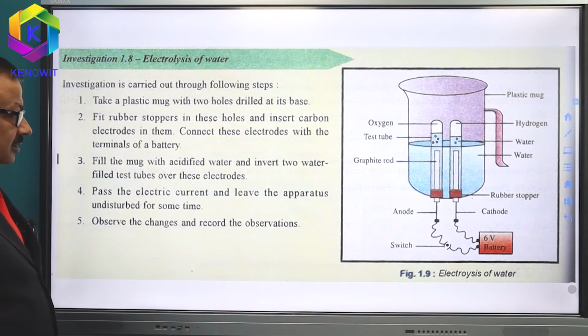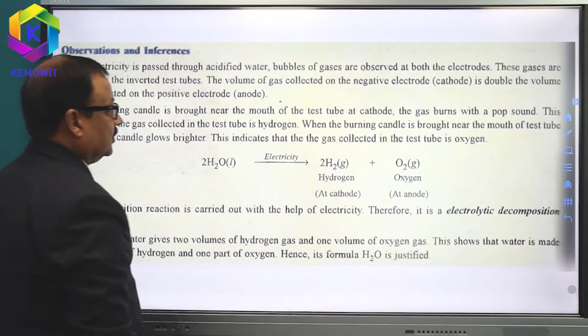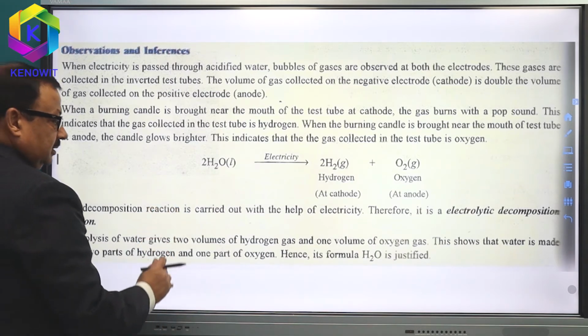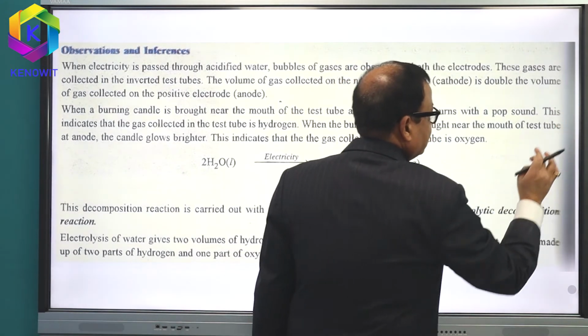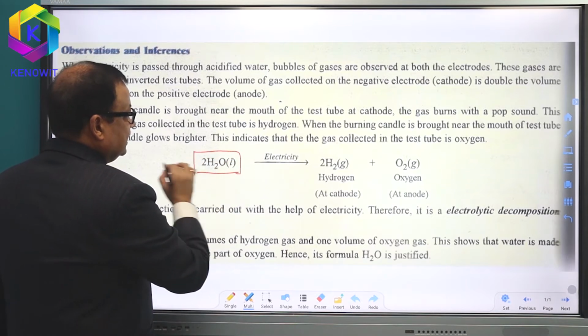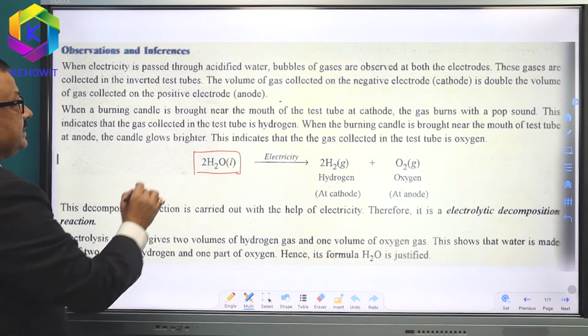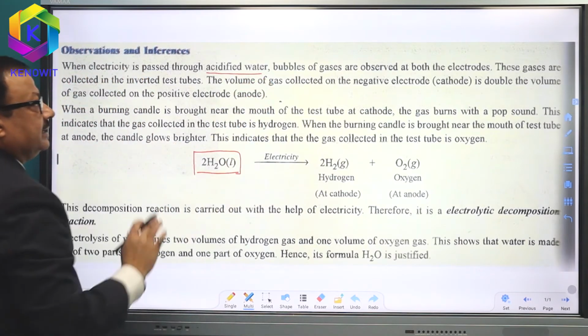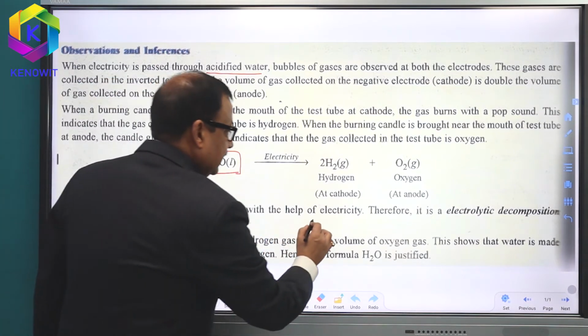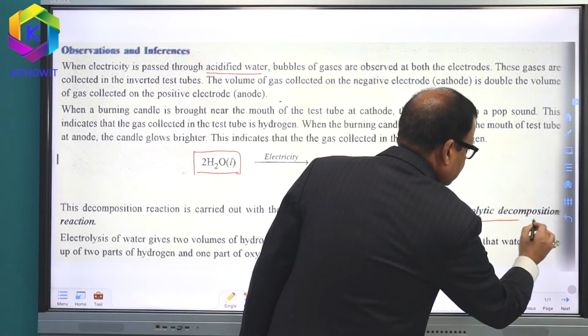So in this reaction, electrolysis of water, when electricity is passed through the acidified water, in case of water, water is a bad conductor of electricity. So the water is acidified. Acidified water means some acid is added, and when electricity is passed, hydrogen is evolved at the cathode and oxygen gas is evolved at the anode. This decomposition reaction is carried out with the help of electricity, so this is known as electrolytic decomposition.